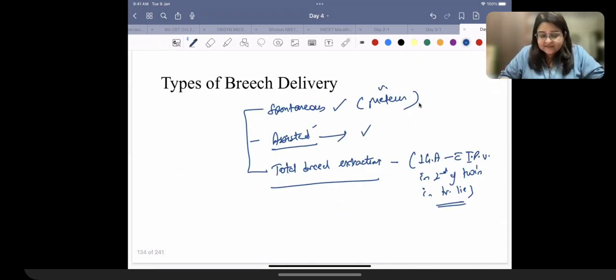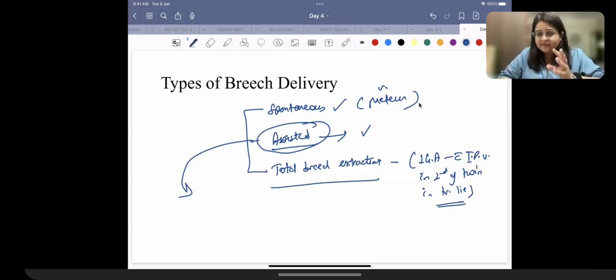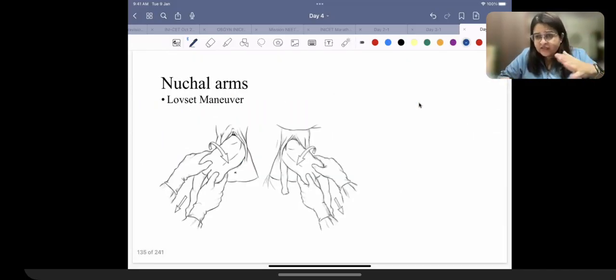Now, in assisted breech delivery, the breech is allowed to deliver till the level of the umbilicus. After that you start helping the baby. Till that time, you don't need additional help. The baby will come out by itself. You just encourage the mother to bear down, give an episiotomy, and when the umbilicus is seen, that is when you start to assist. What are the important maneuvers that you should know in an assisted breech delivery?